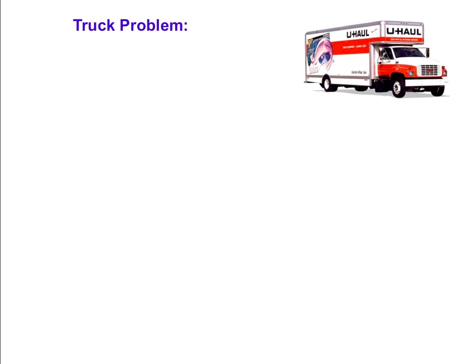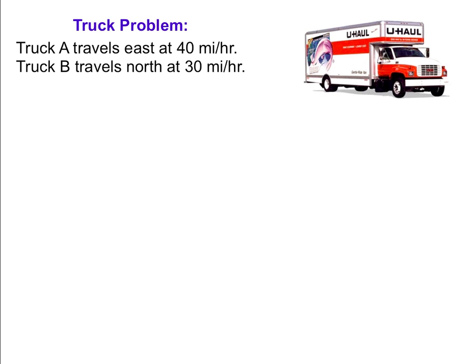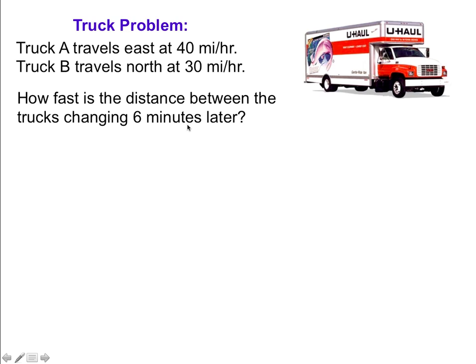This is the last example for section 4.6, and it's a problem involving two trucks. Truck A travels east at 40 miles an hour. Truck B travels north at 30 miles an hour. So we're going to have an east traveling truck and a north traveling truck. And it says, how fast is the distance between the trucks changing 6 minutes later?